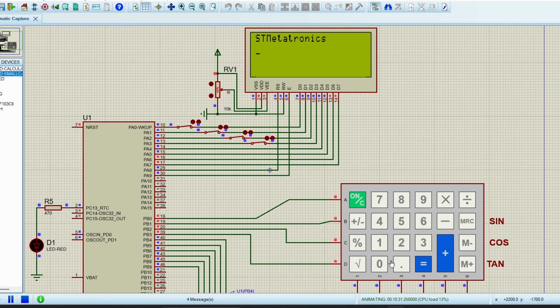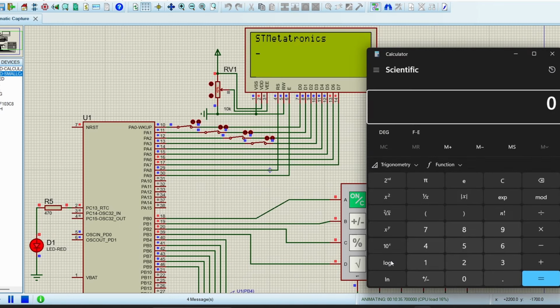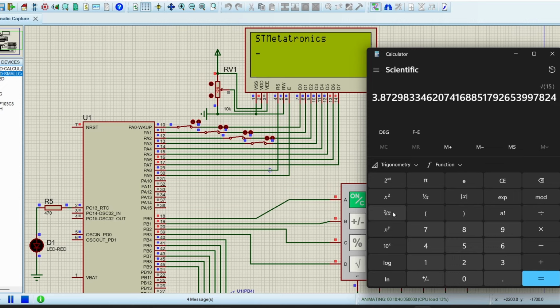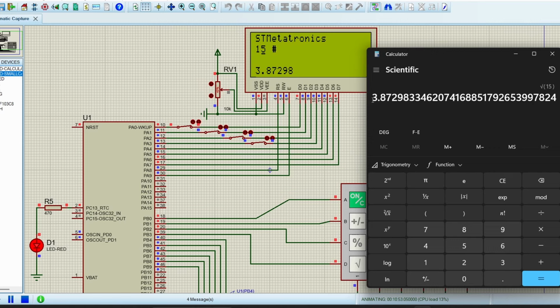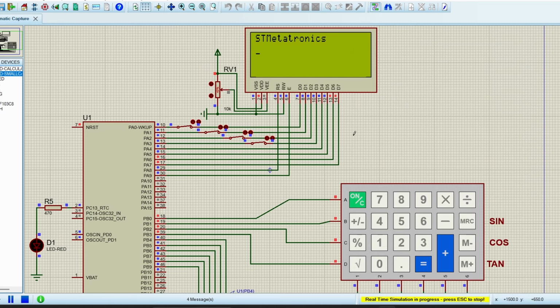Now we'll check whether this functionality is working correctly. First, we'll get the root of 15. We'll check on the calculator: root of 15, we get 3.8729. Now over here, we enter 15 and press root. We get 3.87298. Up to 5 decimal places, we are getting the correct value. This means our root functionality is working properly.